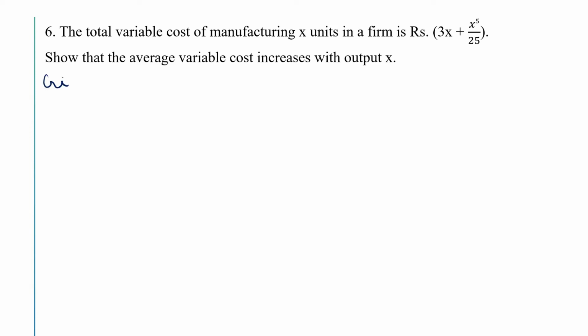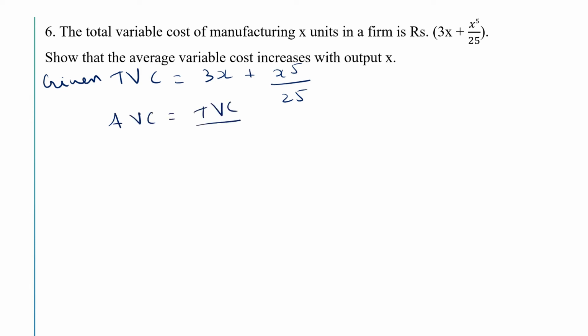So given total variable cost equal to 3x plus x raised to 5 divided by 25. Now average variable cost equal to total variable cost divided by x. So this is equal to 3 plus x raised to 4 divided by 25.